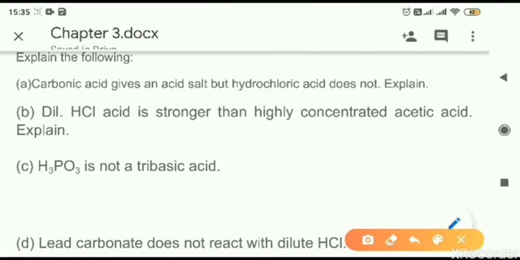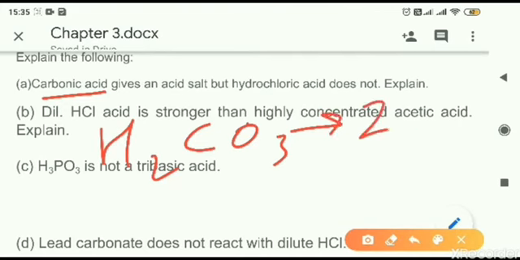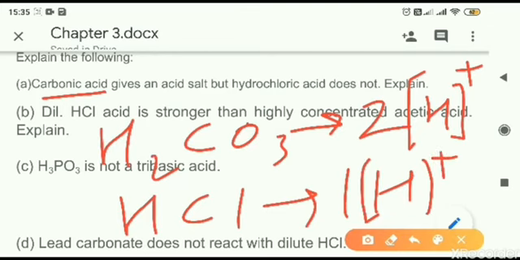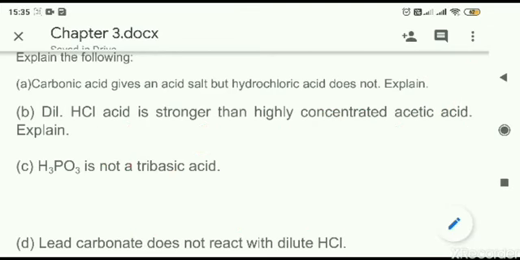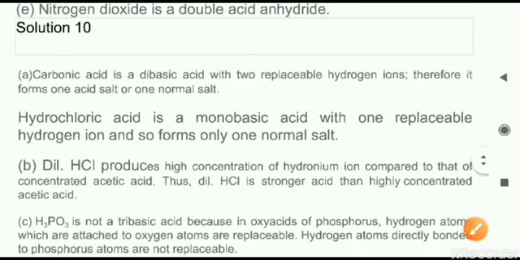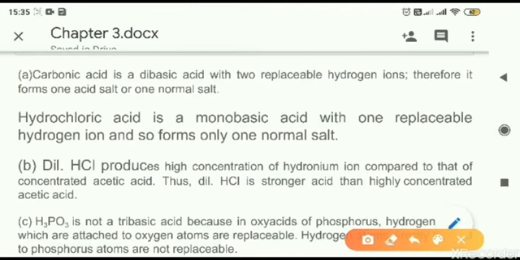So this only is related to the basicity. See, carbonic acid is H2CO3 and it has basicity 2. It can produce 2 H plus ions on dissolving in water. That is why it is a dibasic acid. On the other side, HCl can produce only 1 H plus ion when it is dissolved in water, it is a monobasic acid. So that is why carbonic acid is forming an acid salt and one normal salt. It is a dibasic acid, so the reaction will proceed in two steps.